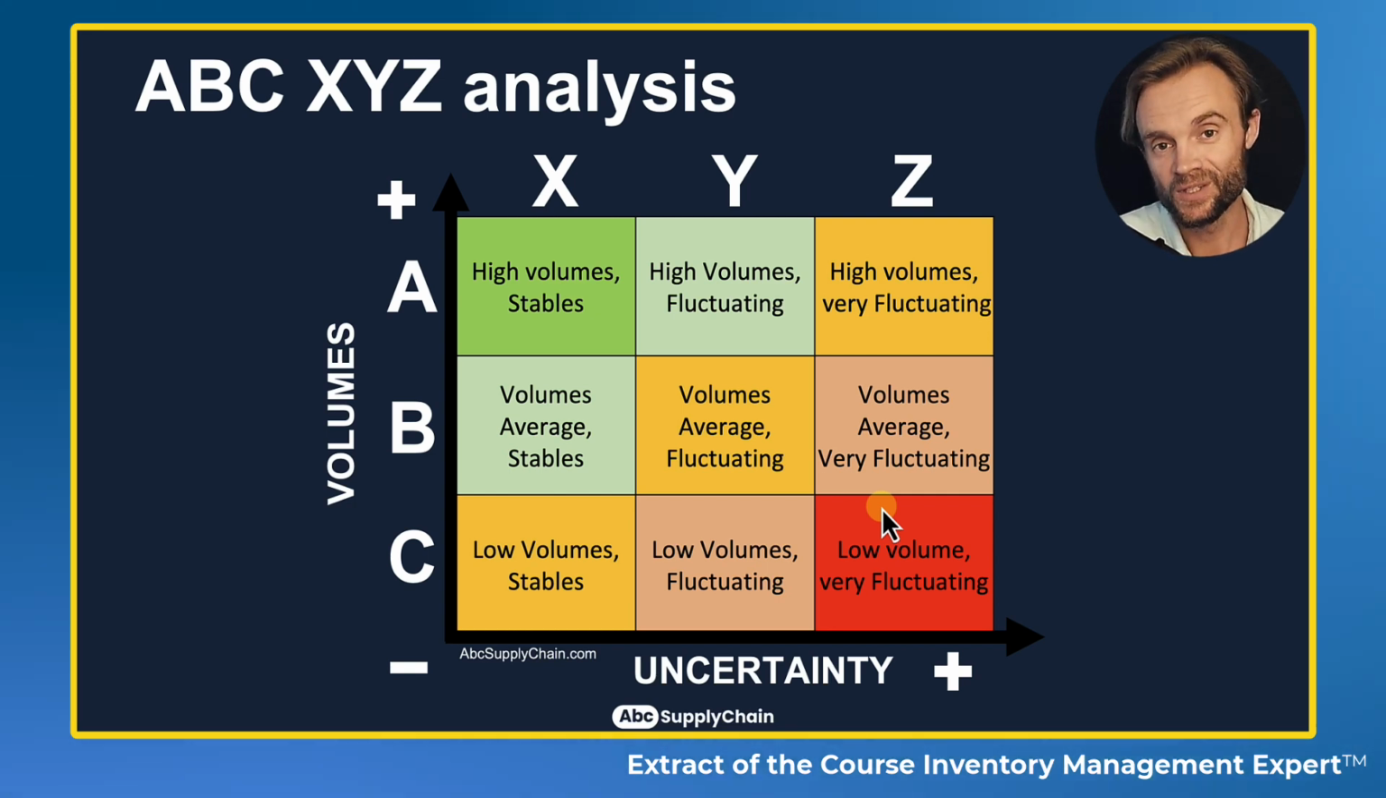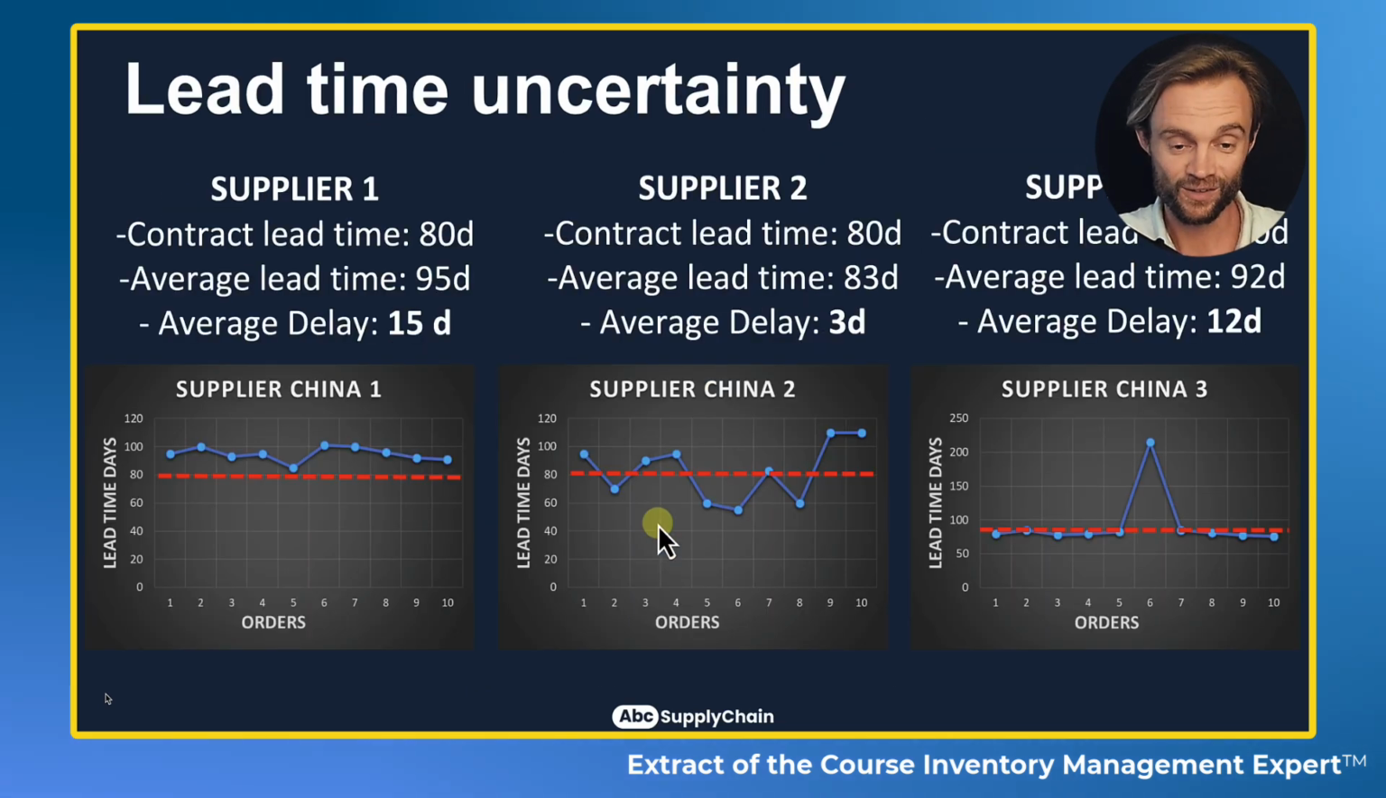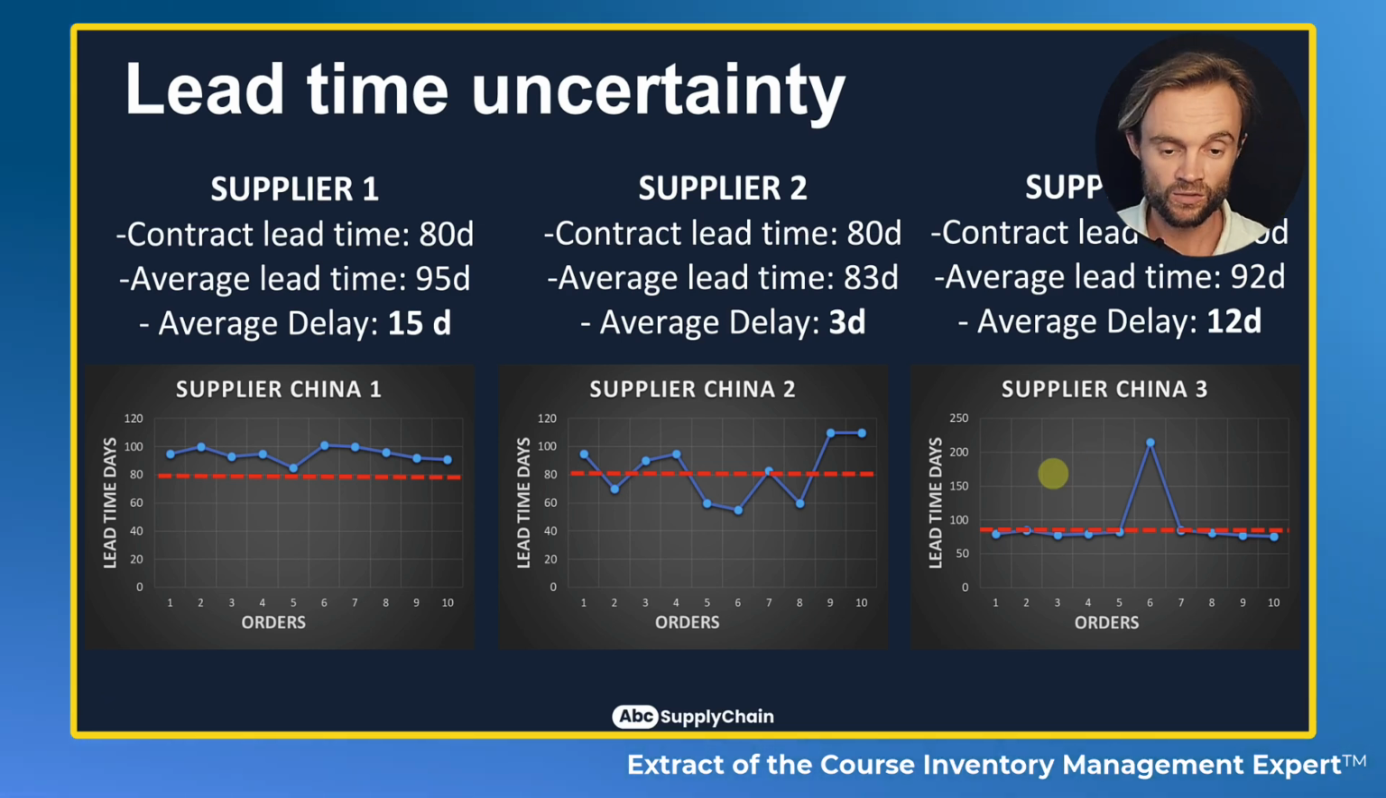But you also need to mitigate the lead time uncertainty from your supplier. Maybe your average lead time from China to US is 40 days, but this is just an average. Sometimes you have a shipment that will take 80, 100, maybe even 200 days because there is no inventory available. And you have many reasons for that. What is important at the end is that you need to have a strategy to face this uncertainty, between, for example, supplier China 1, 2, and 3. You need to classify, you need to track, and that's what I'm going to teach you if you want to go deeper with me.